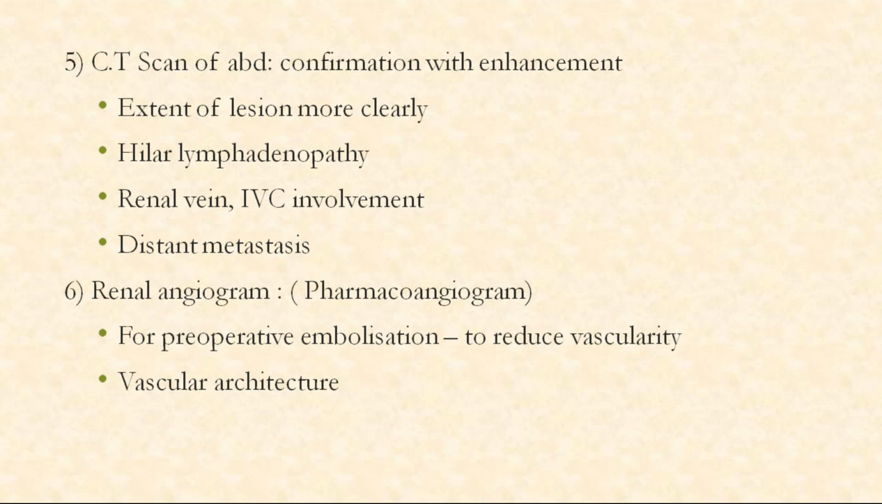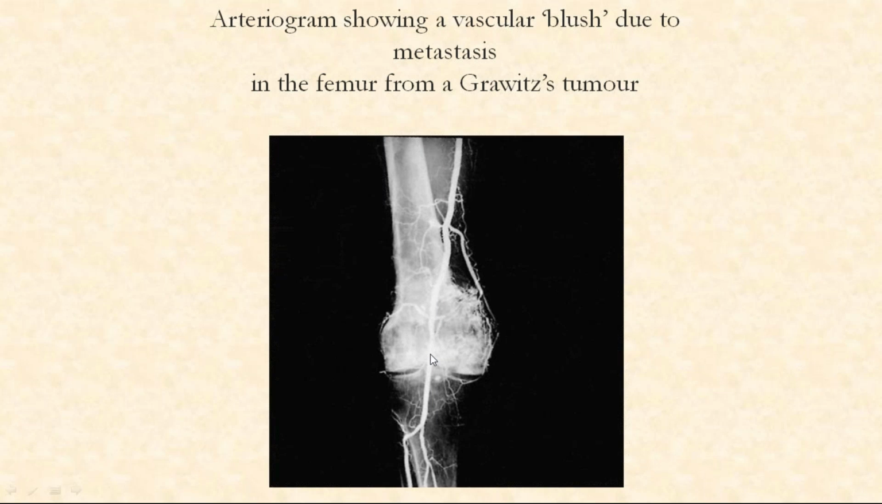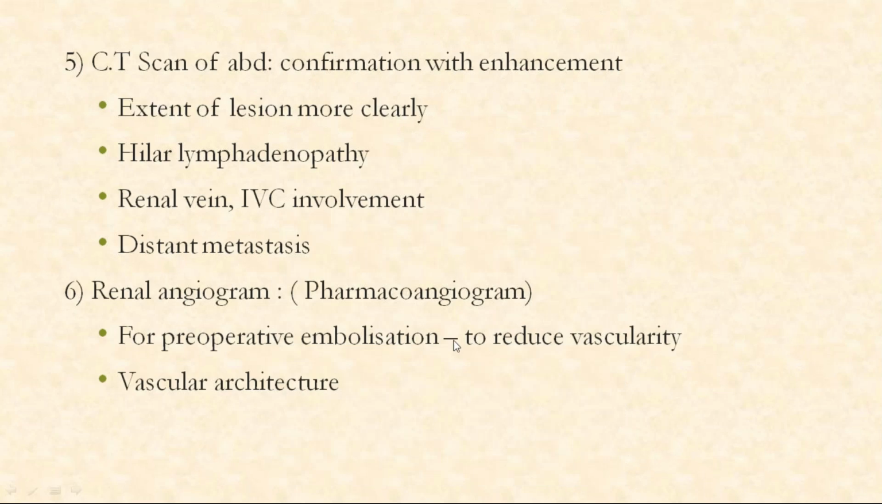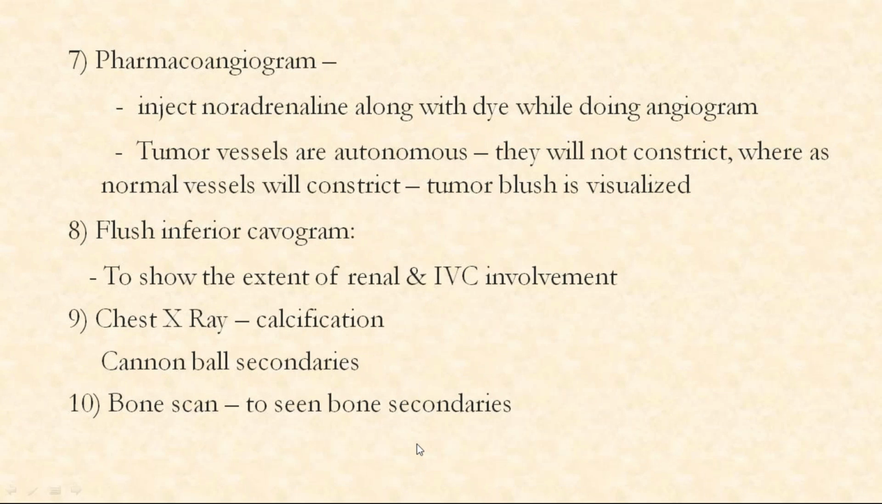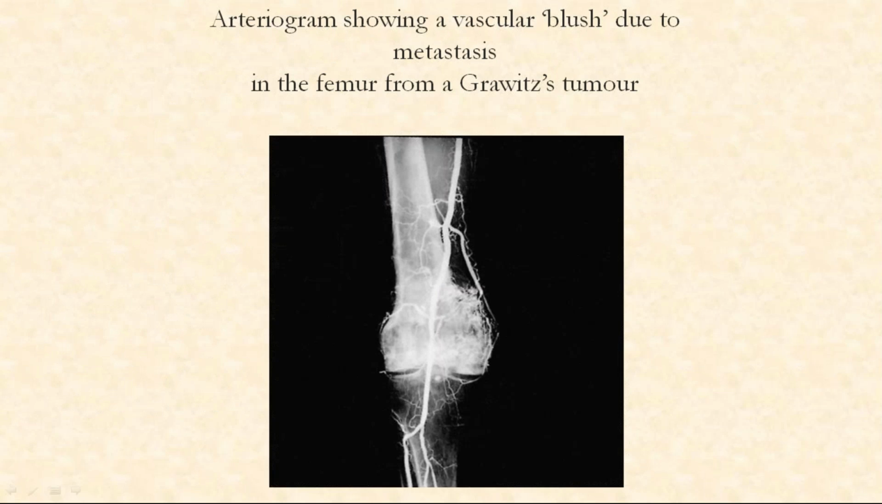I will show the diagram. So this is the Grawitz tumor. This is a blue tumor mass. So bony metastasis. So they have given the renal angiogram.